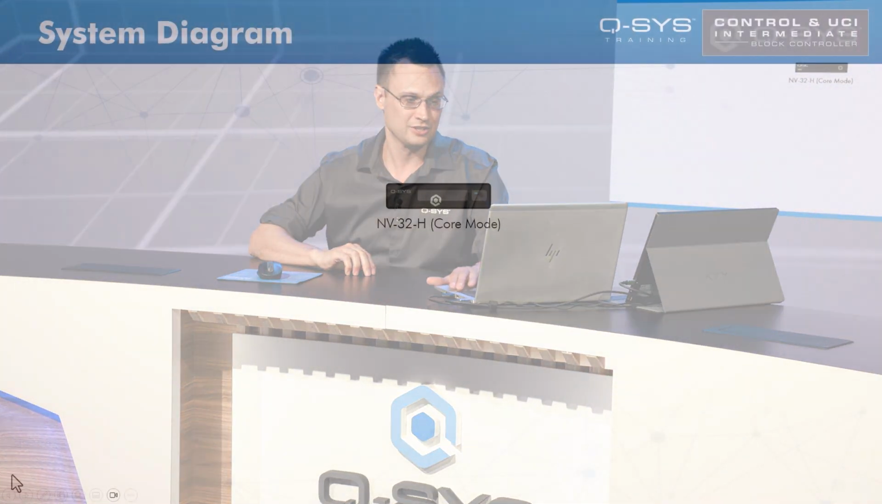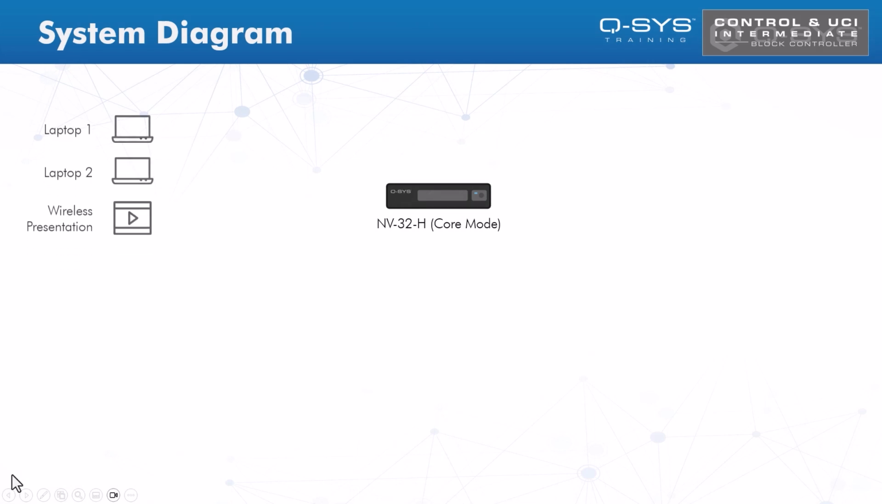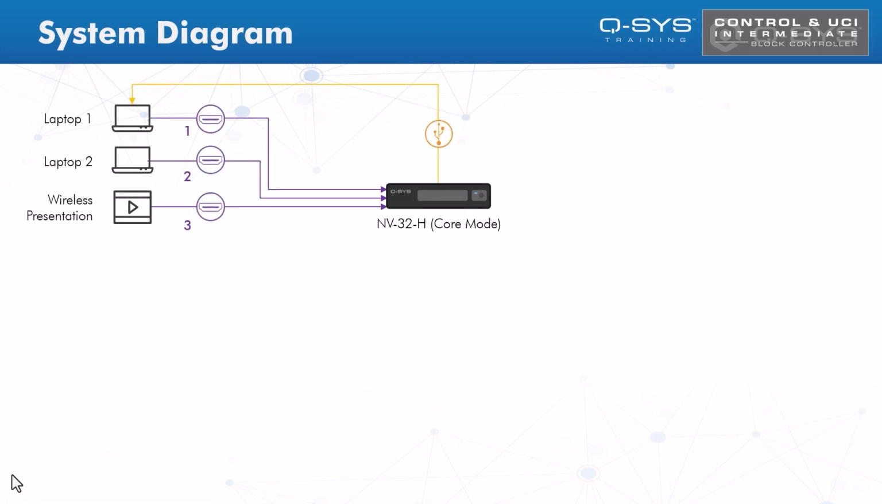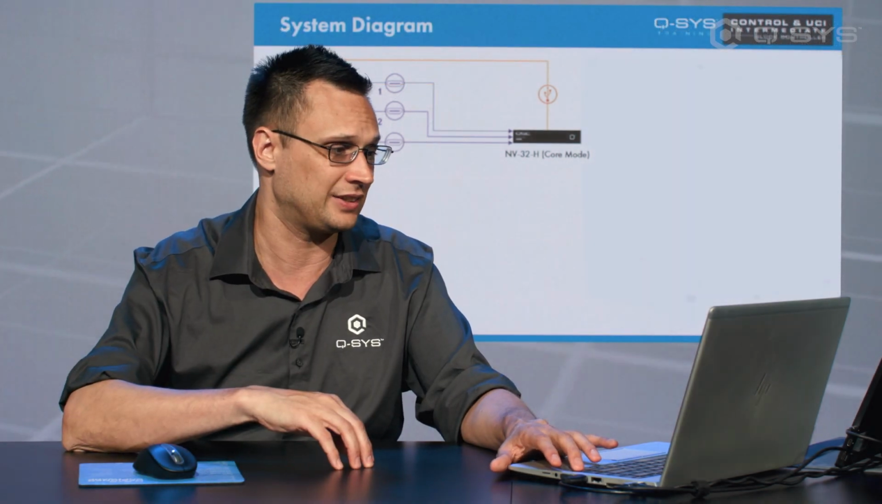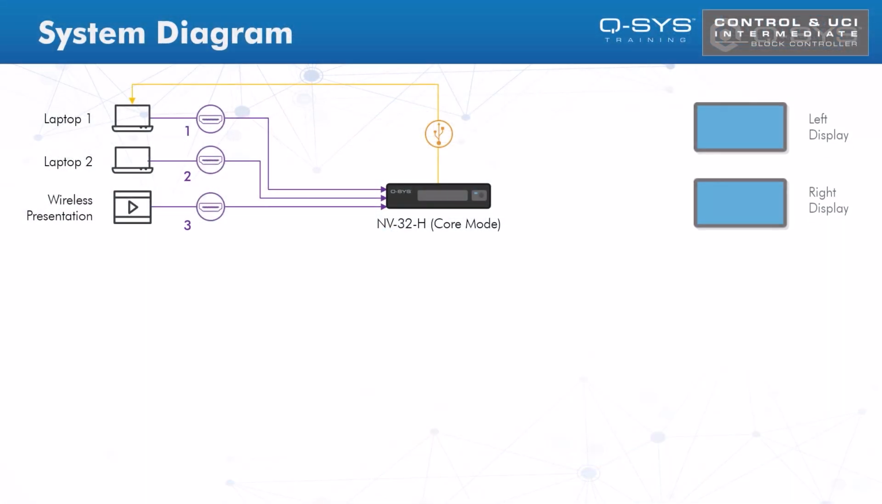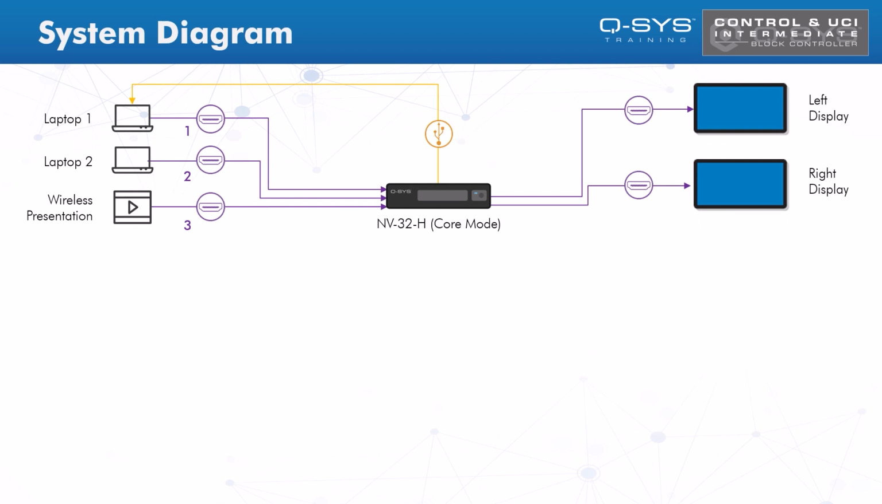It's perfect. So we've got our 2 laptops and a wireless presentation as our HDMI sources coming into the NV32H. We've also got that USB cable connection that's going to whichever laptop happens to be needing it at the time. Our left and right displays are connected via HDMI as the outputs from our NV32H.